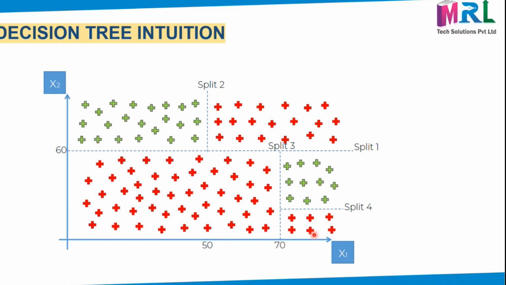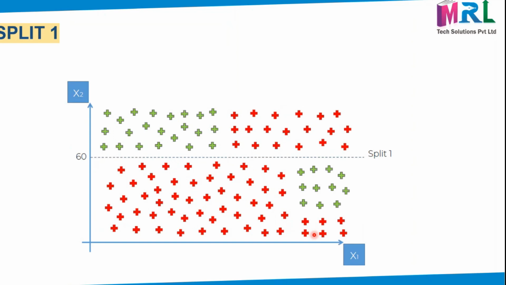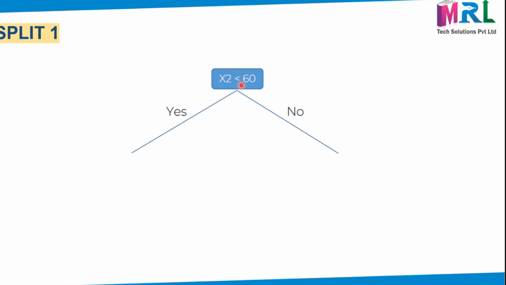Why it is called a tree is because it has a tree-like structure. If you see it in another dimension, it looks like a tree. You can see here, the first split is around x2 greater than 60 or x2 less than 60. That is the decision. So when you look here, if x2 less than 60 is yes, it comes to this branch. And if x2 is greater than 60, that means this branch.